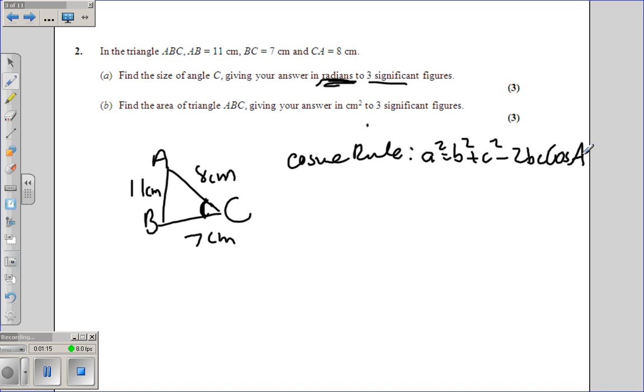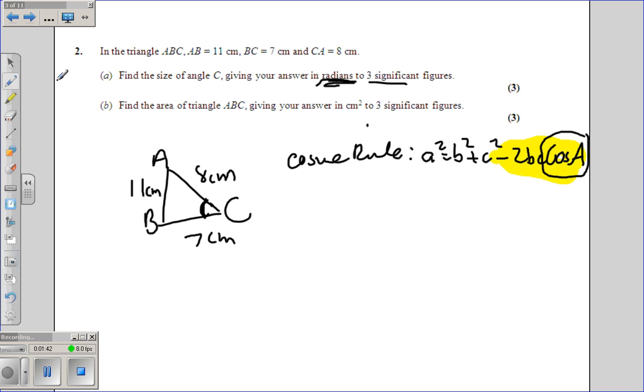We can rearrange this because we want to find an angle. So we need to make the cos A the subject, because big letters are always angles. You can, if you want, put in your values now and rearrange later, but I'm going to rearrange it first. When I'm rearranging, I always take this big product, the negative 2bc cos A, to the other side, and I take the a squared over.